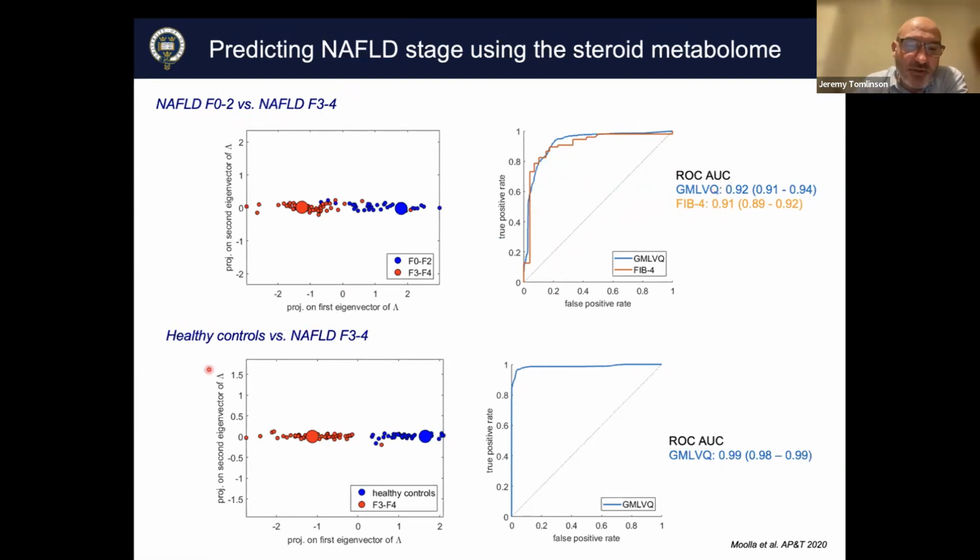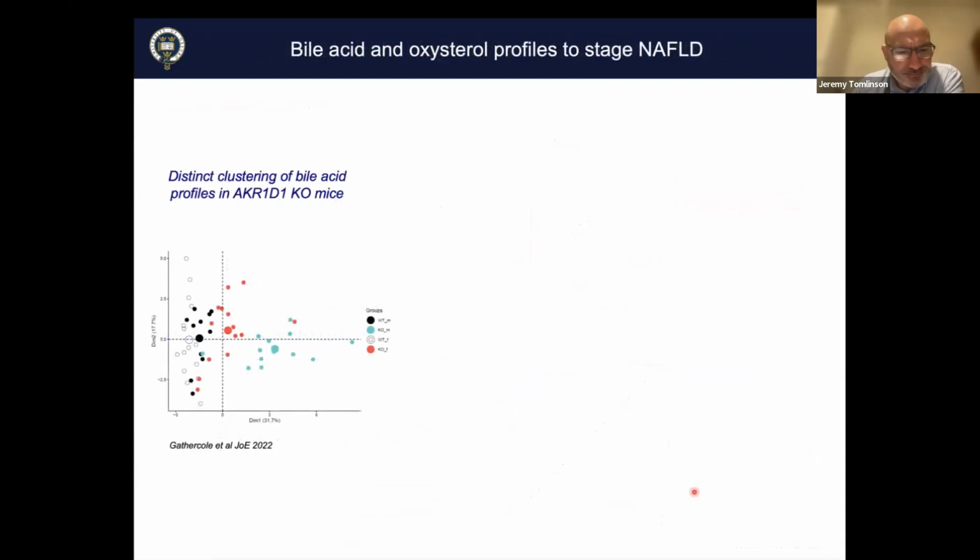And when we wanted to say, well, if we take this as a screening approach, can we identify advanced disease in comparison with healthy controls? Then again, the test was really very, very good with an area under the curve of 0.99. And again, we're now in the process of validating this in a prospective cohort.